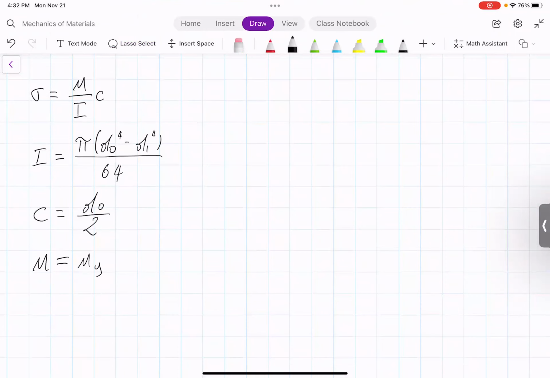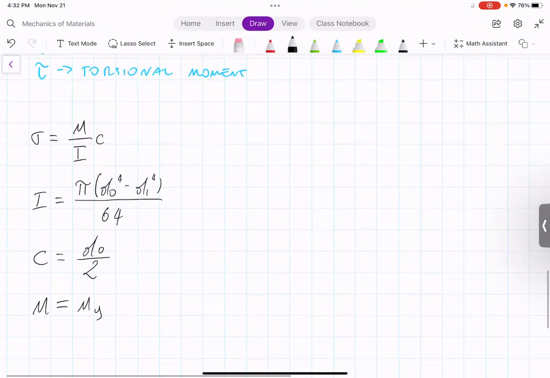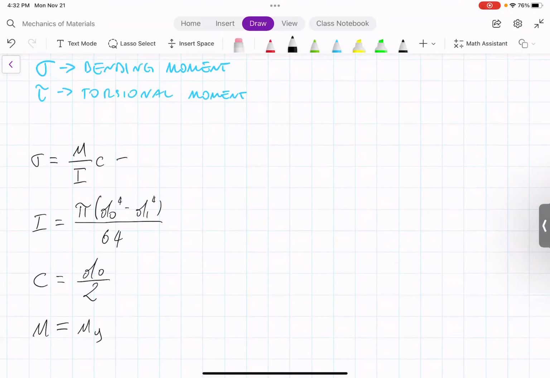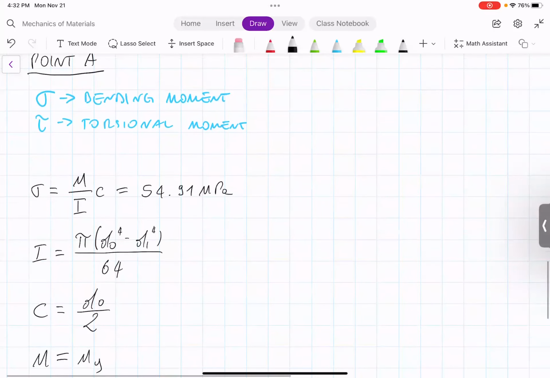So we have all the information in order to determine the value of the normal stress, and then when we plug in the numbers, we obtain that the normal stress is equal to 54.91 megapascal. All right, and we are done with the bending moment.